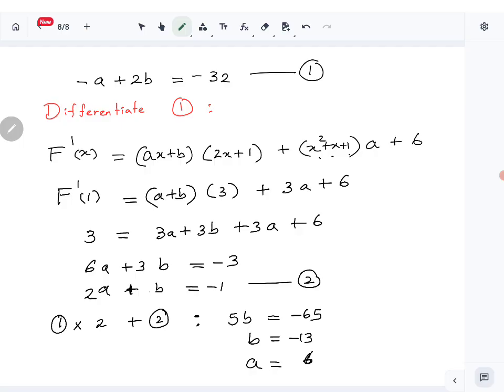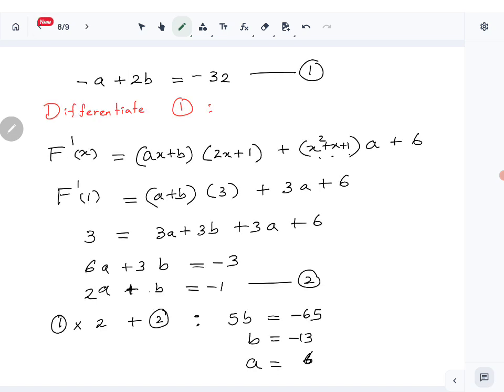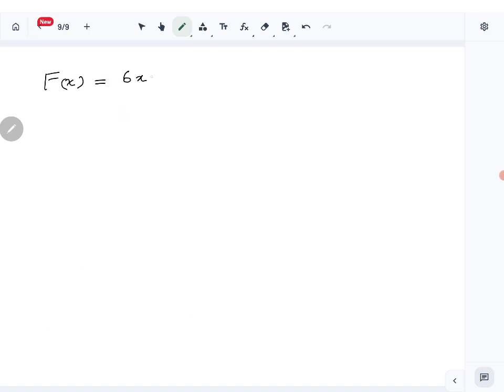A is 6. So now we can find the cubic. Ax plus b, so 6x minus 13 into x squared plus x plus 1, plus 6x plus 15. So that is the cubic we wanted.